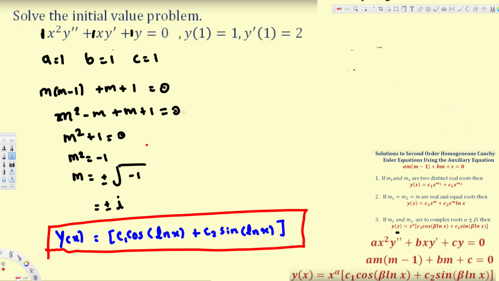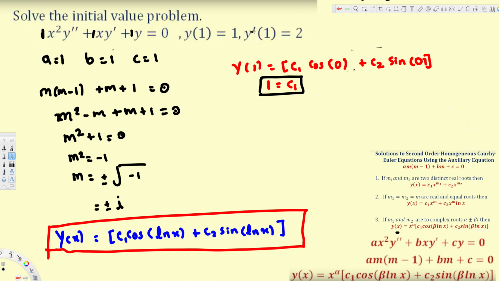First let's plug in 1. y of 1 is going to be c1 cos of ln 1, which is 0, plus c2 sine of ln 1, which is again 0. We know that cos 0 is 1, so that's just c1, and sine 0 is 0, so the other term we don't have to worry about. And we know that y of 1 is equal to 1, so we can equate this to 1, and that's going to be our c1.